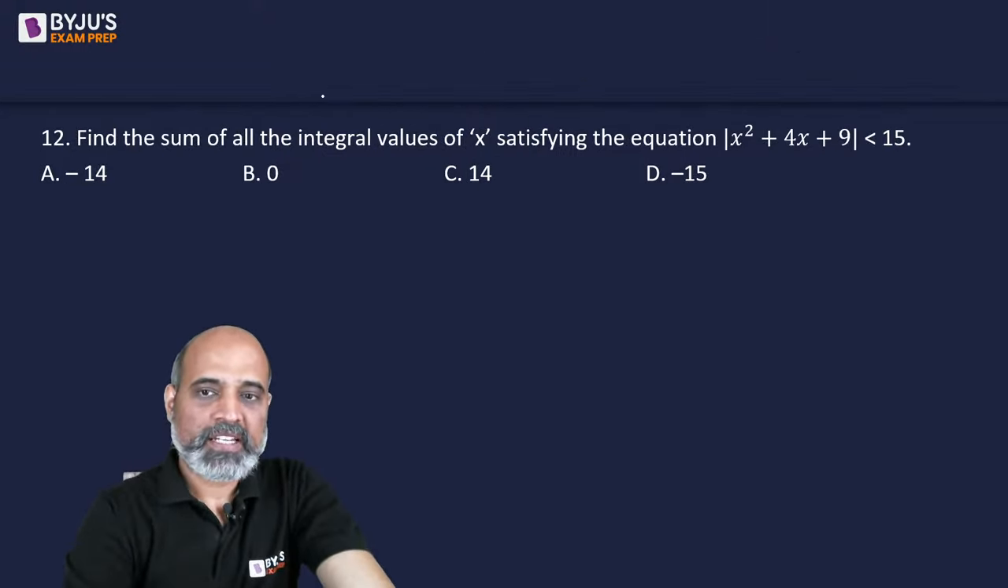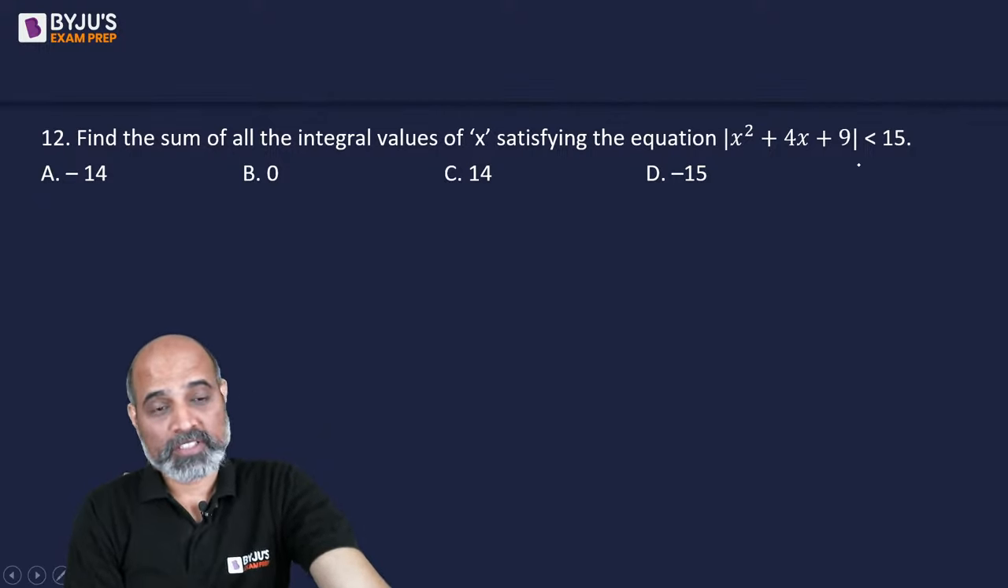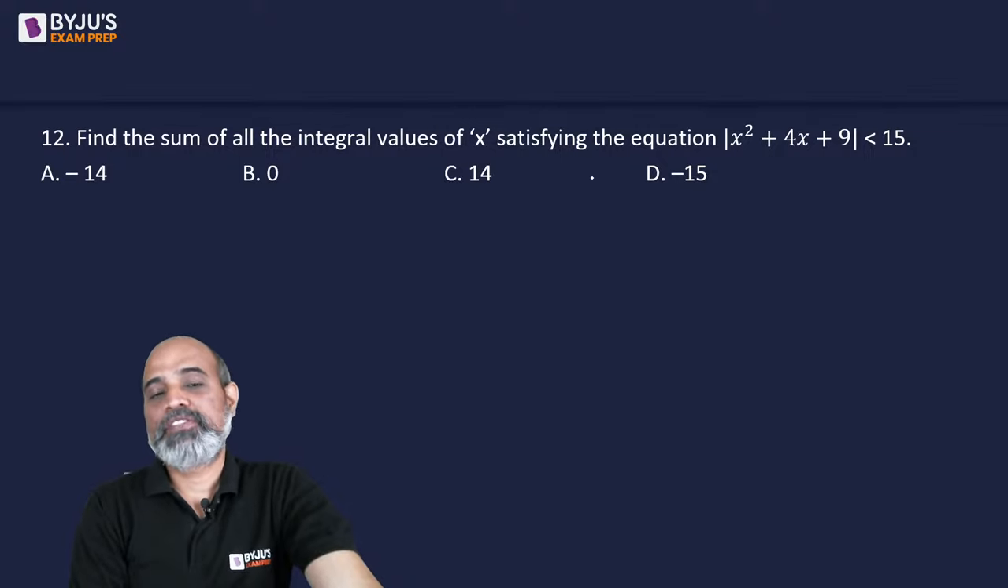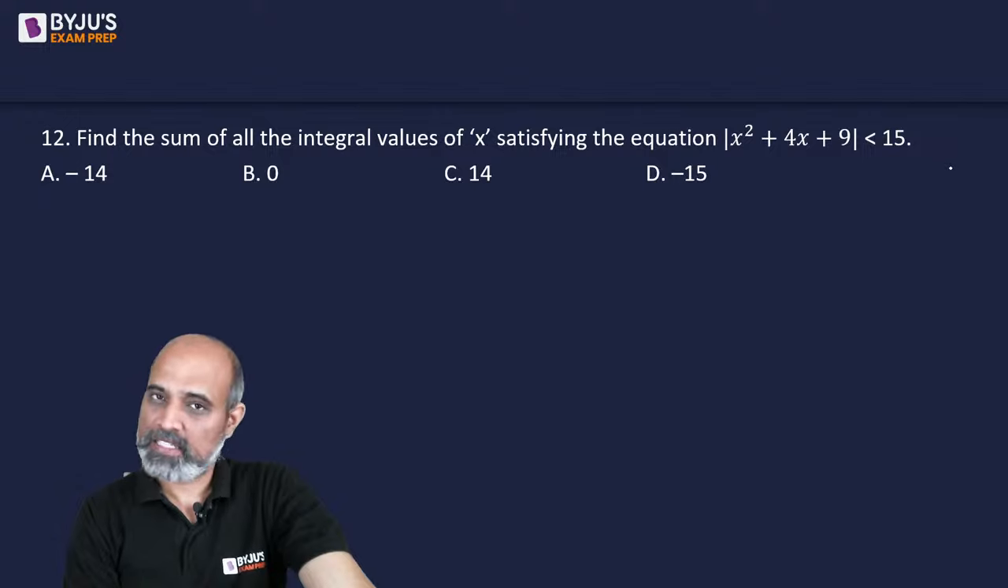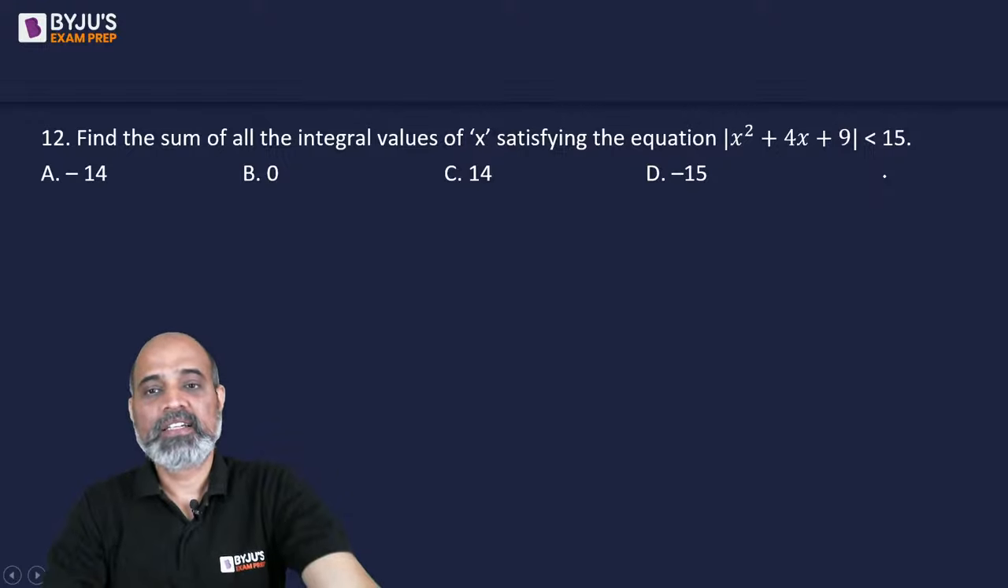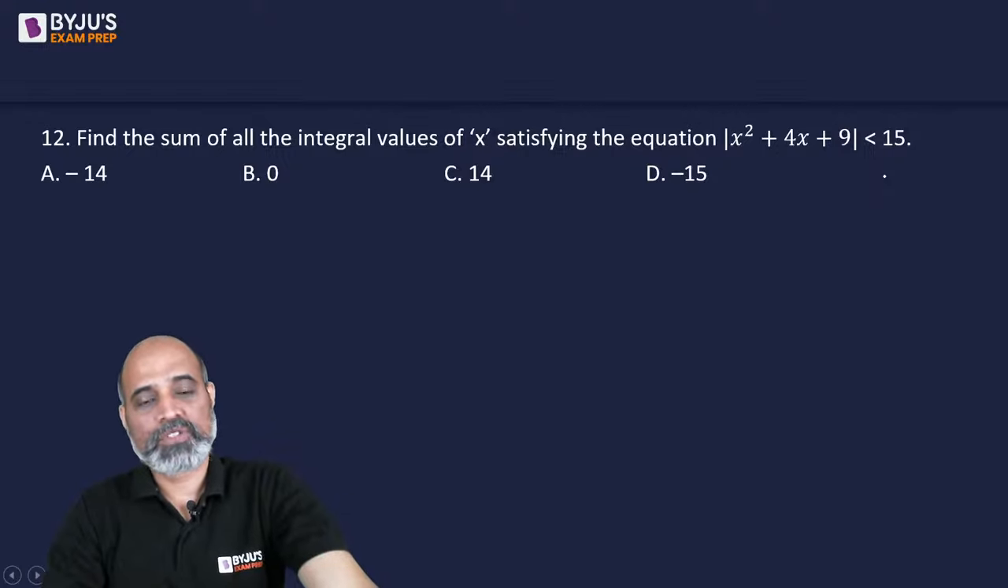Okay. Next, now this is a question on modulus. The first question. Find the sum of all the integral values of x satisfying the equation x square plus 4x plus 9 less than 15. Again, two ways to solve this. One is properly solving it and the other is to do hit and trial.